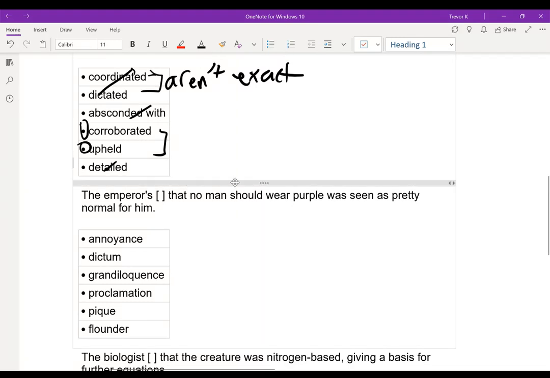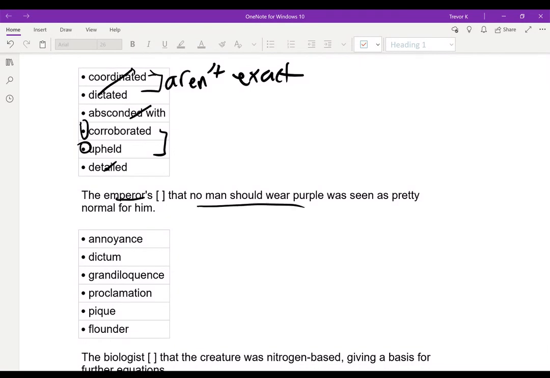The emperor's blank that no man should wear purple was seen as pretty normal for him. So we know these are the keywords. We know this is an emperor, and we know he's saying something like no man should wear purple. Emperors usually tell people what to do. And it's normal for an emperor to tell other people not to wear purple if they want to be the only ones wearing purple. So here we're looking for two words that mean the same thing again. And we've got dictum and proclamation. And we've got annoyance and pique. Both mean the same thing.